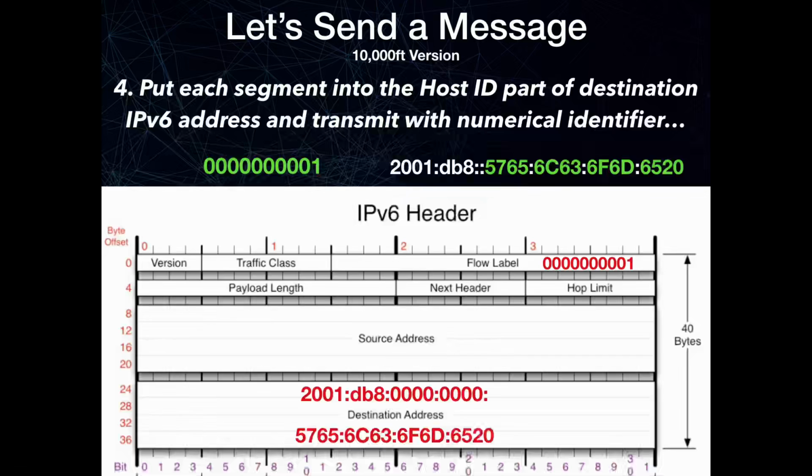Sorry I changed the color, but green on white looks terrible. As we can see, we have the flow label, which matches our identifier, and our data is now embedded in the destination address.